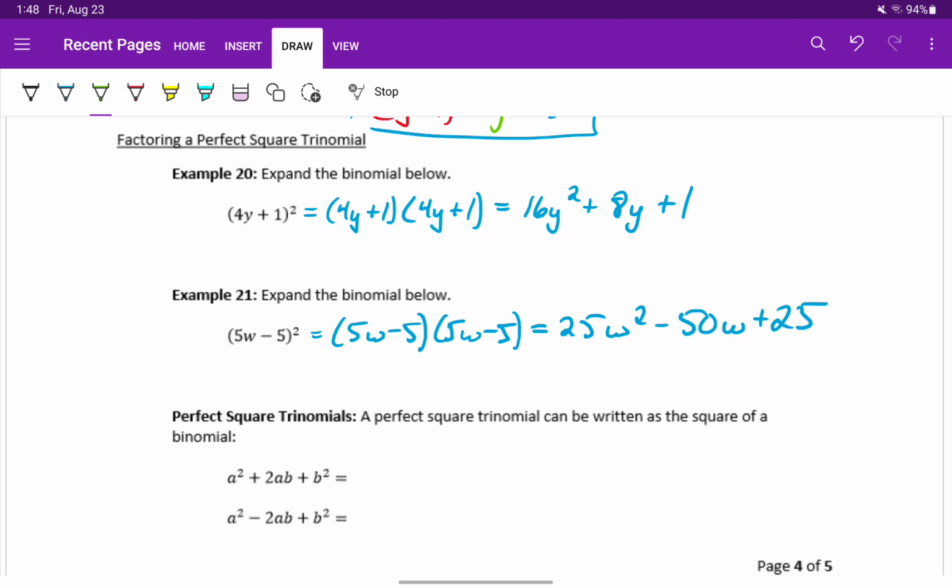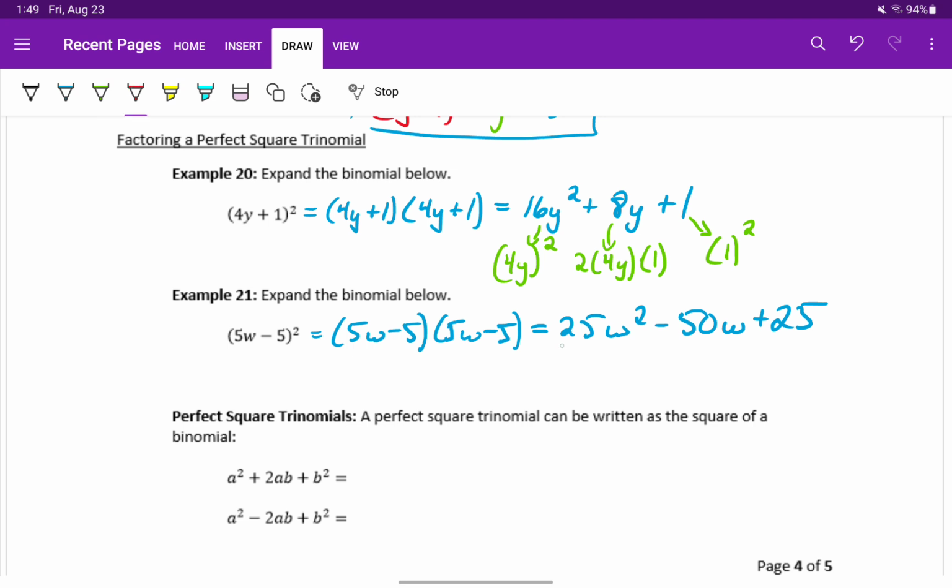What's special about these two cases is that if we look at our first term, this is the same thing as the quantity 4y squared, and our last term is the same thing as 1 squared. Then what we can notice is that 8 is the same thing as 2 times that value for a, 4y, that value that we have in our first term, squared, times the value that we have in our third term, squared. If we take 2 times 4y times 1, we would get 8y, that middle term.